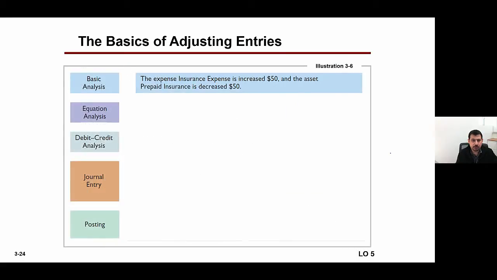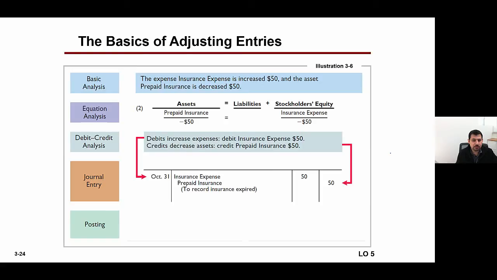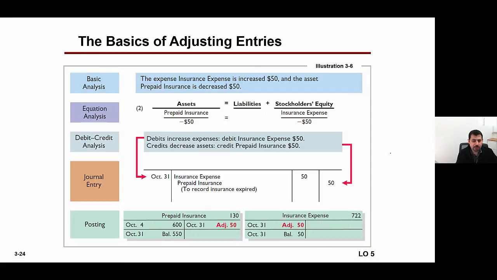And the analysis for this one would be as usual. We have our asset prepaid insurance decreased by $50, and so it will be credited. Insurance expense has increased by $50, and so it will be debited. Once again, we post this to the ledger, and again, remember that we have the adjusted balance here. And as you can see, for this transaction as well, total credits and total debits should be equal, to maintain the equality of total credits and total debits.